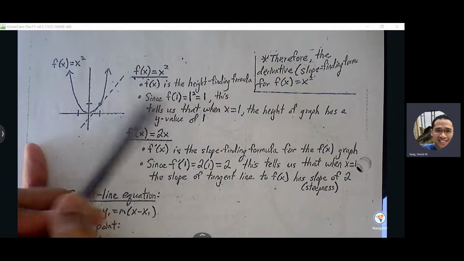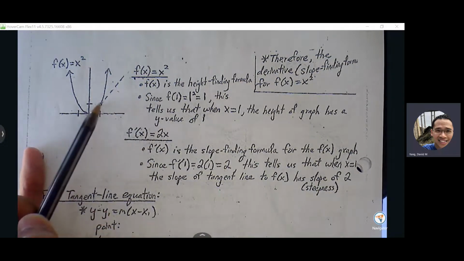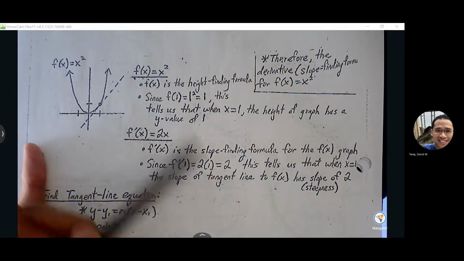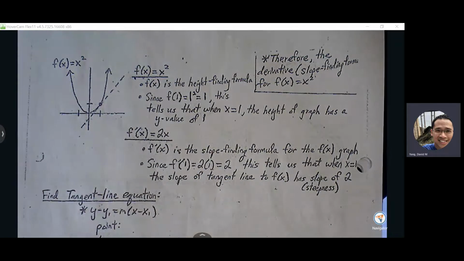Right? So if I plug one into the function, I'm going to get a location. But if I plug one into the derivative, I'm going to get the steepness. So that's something that we need to be clear about, even though this doesn't feel that complicated, we're going to eventually bring in a second derivative. And if we're not clear here, then it all is just going to feel like a jumbled mess.